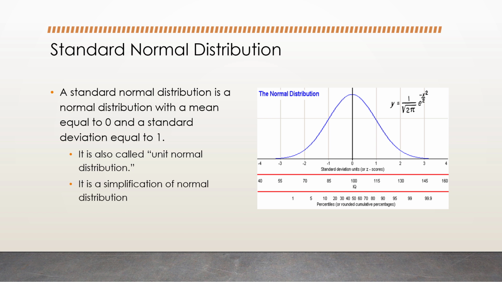Remember when we talked about individual scores, there is a process called standardization, in which any variable can be transformed into a distribution with a mean of 0 and a standard deviation of 1. When a normal distribution is standardized, we get the standard normal distribution, also called the unit normal distribution, that has a mean of 0 and a standard deviation of 1.